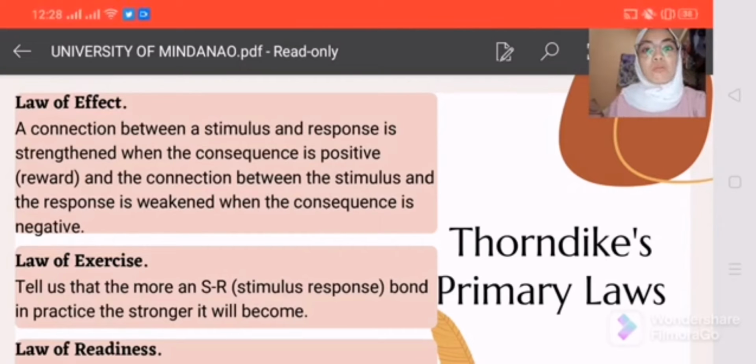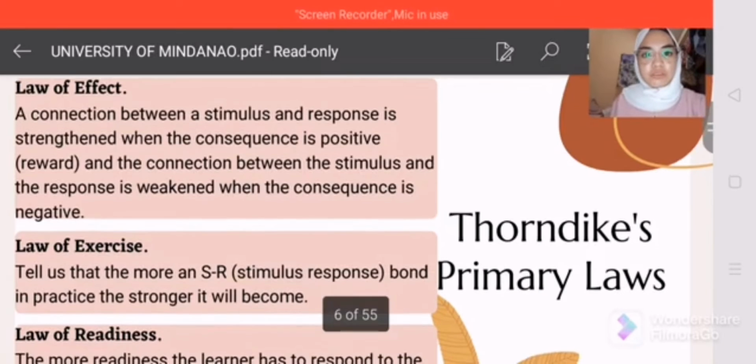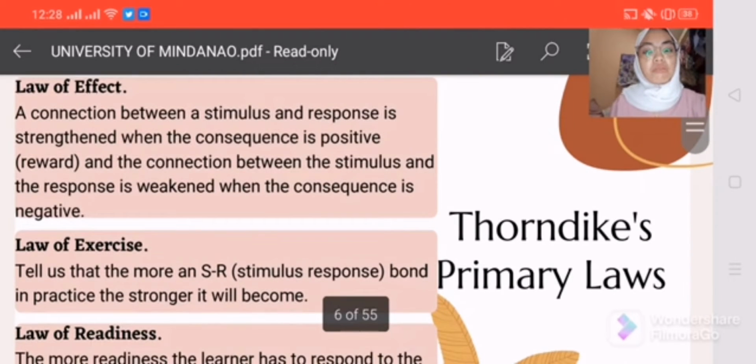Everyone, I am Bagong Baran, and I am going to discuss the three primary laws of Thorndike, which are the law of effect, law of exercise, and law of readiness. First, I'm going to discuss the law of effect.